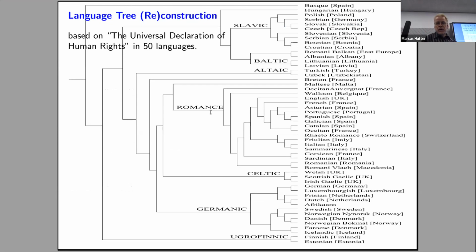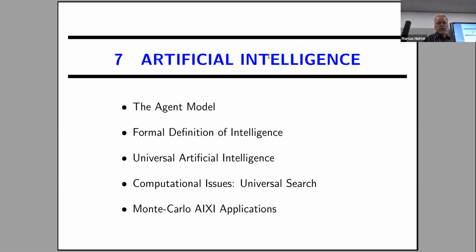Then they did it with language. So they took 60 or so European languages, and they took the Declaration of Human Rights, which is written in virtually all languages, and nearly perfectly reconstructed the language phylogeny here. I think there are 2 errors here. So Greek is always a problem because they're a different alphabet and so on.